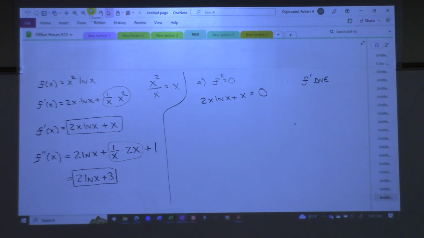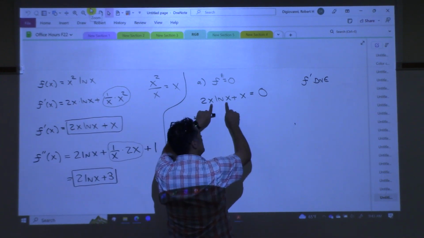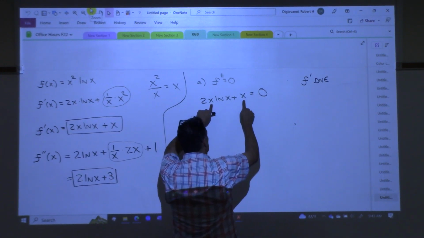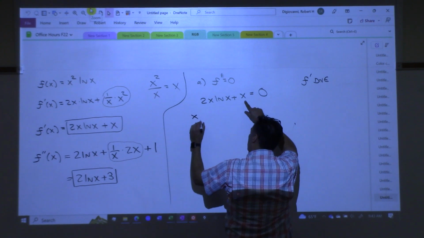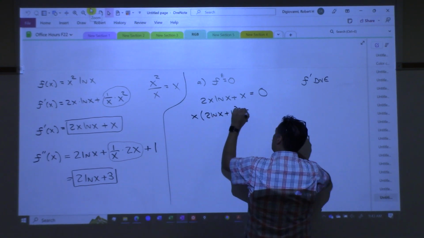Anybody see anything? X, they both have an x in them, right? GCF, greatest common factor. We can pull an x out of both terms. There's an x here and an x here. Not this x. That x is trapped in the log. So pull those two x's out, or pull the x out. You'll be left with 2 natural log x plus 1 equals 0.